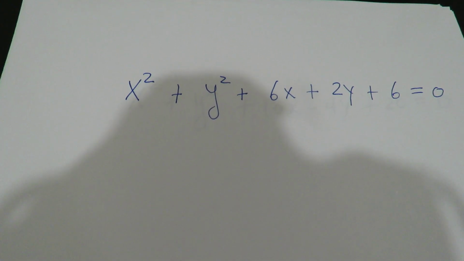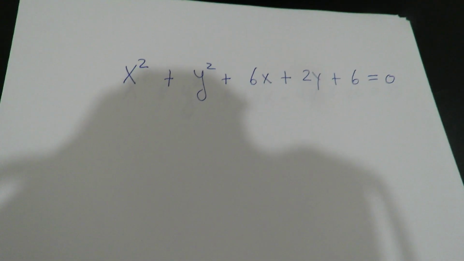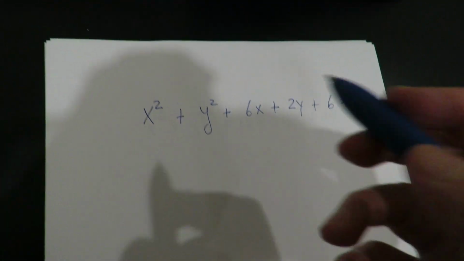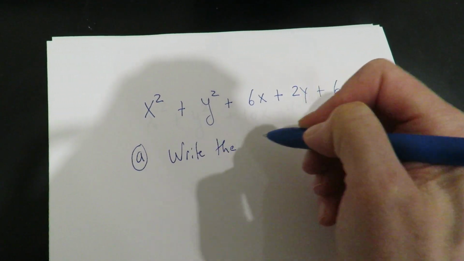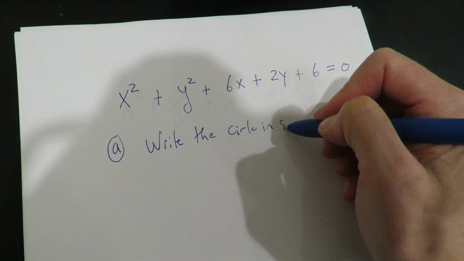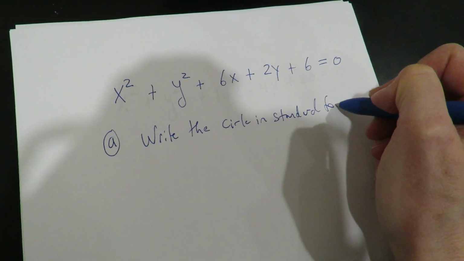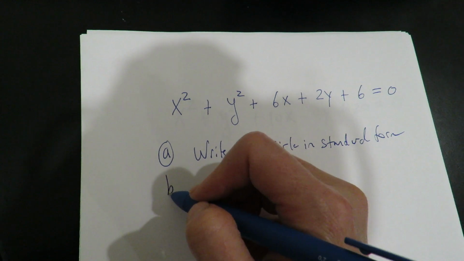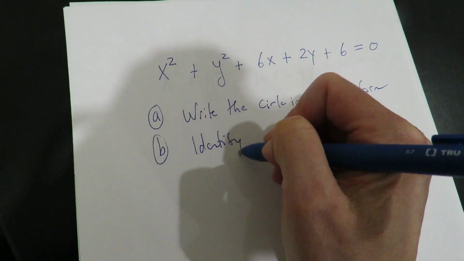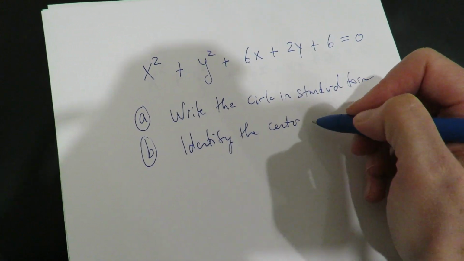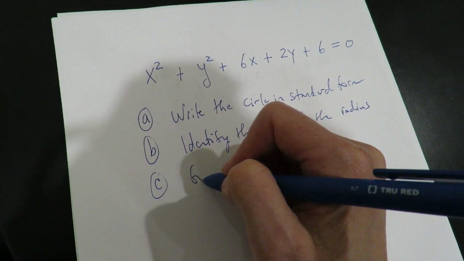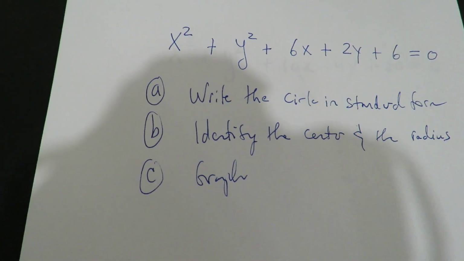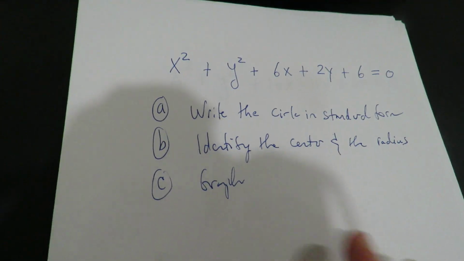Alright, so let's go through two problems like what I'm going to ask you on the final. I'm going to ask you to write the circle in standard form. I'm going to ask you to identify the center and the radius. And I'm going to ask you to graph the circle. All right, so just like this. And I'll do two examples. This is totally test level, the questions that I'm doing.